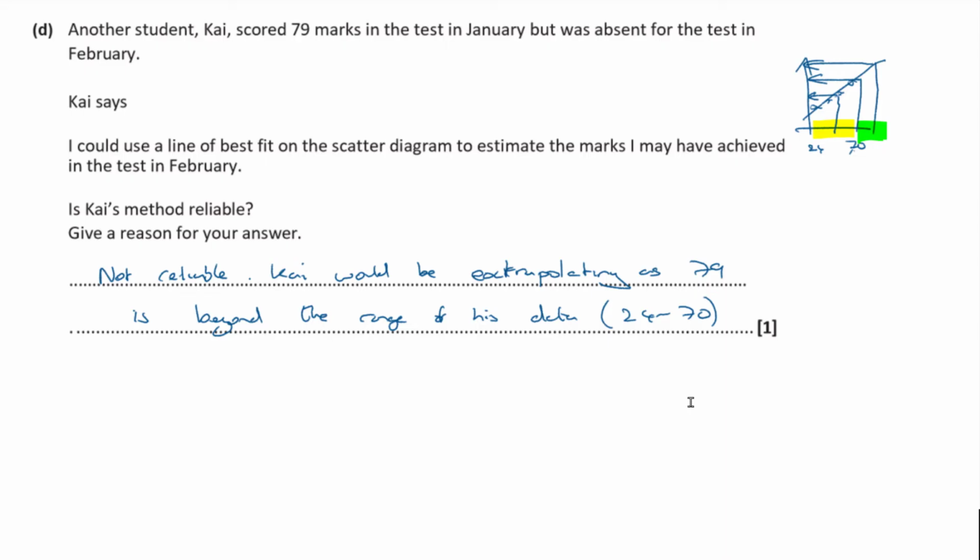Something like that. That's a very thorough answer for a 1-mark question. But yeah, I like to be thorough. So it's not reliable. Kai would be extrapolating as 79 is beyond the range of his data. Actually, I think it was 26. Better make it accurate. 26 to 70 is the range of data we've been given.